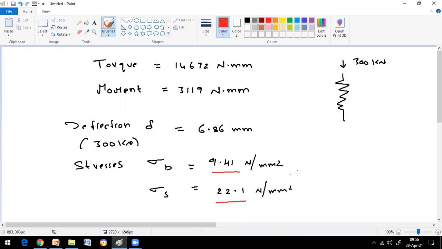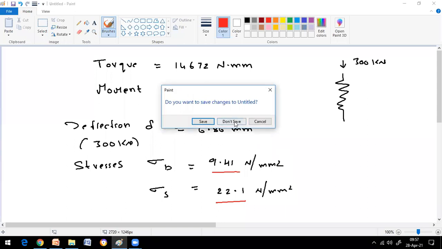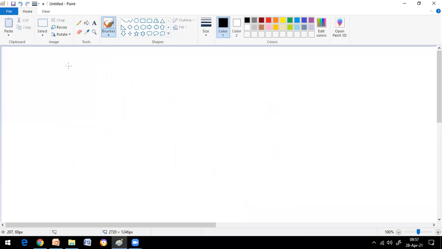So based on the individual stresses, we are going to calculate the combined stress formula, which I am going to write now. So let's take a new one. From here, please continue the session.